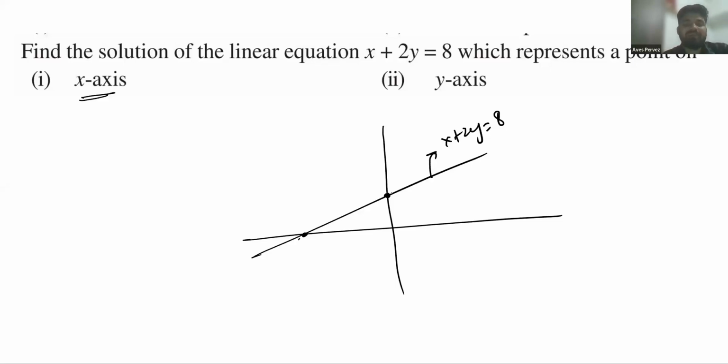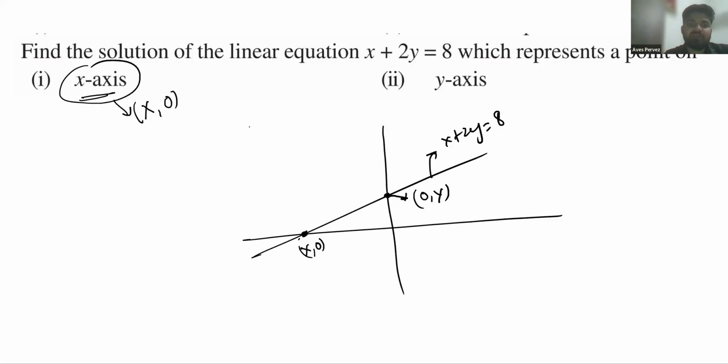Whenever it is cutting, at the point where it cuts the y-axis, x will be equal to 0, so the coordinate will be 0 comma y. And where it cuts the x-axis, the value of y is 0 and x has some value. So on the x-axis there is some value of x, but the y value is exactly 0. Understood?